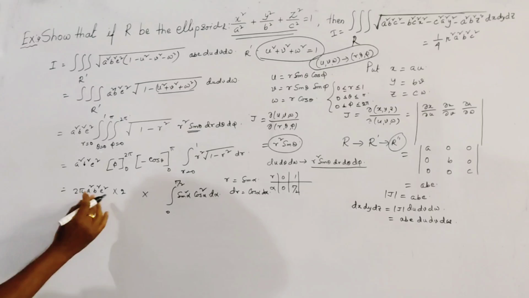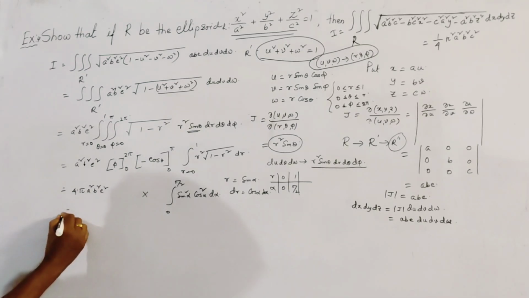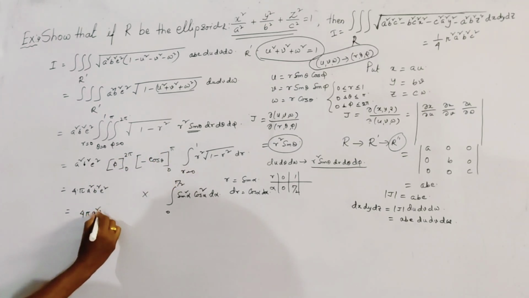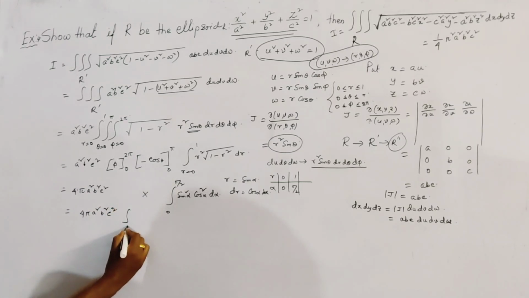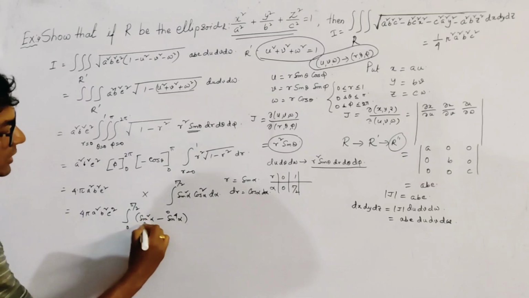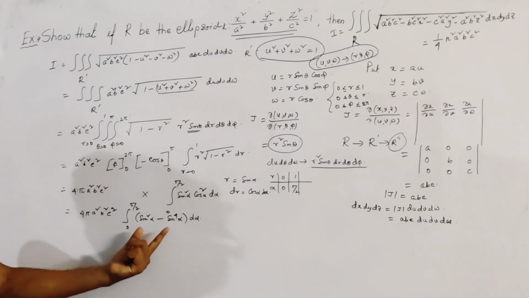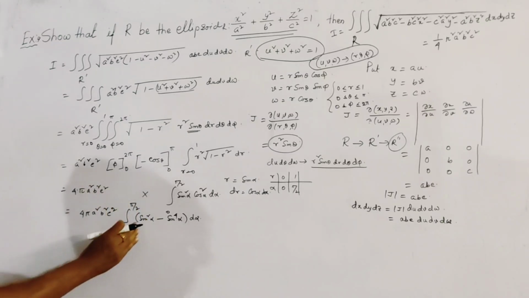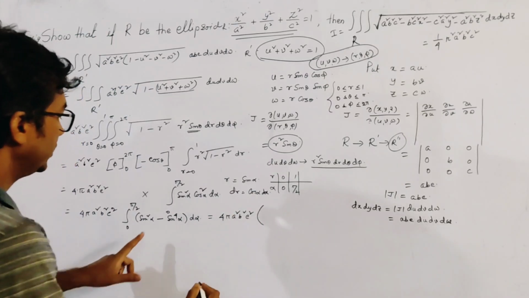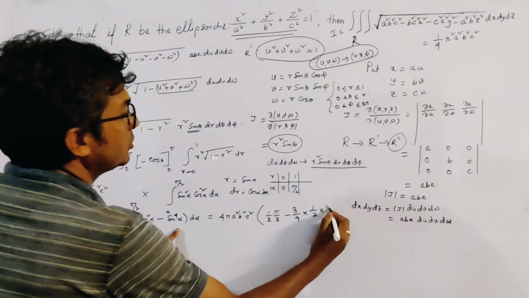So our total integration is 4 pi a squared b squared c squared into this type of integration. Now if we integrate this term by using the formula of the gamma function, we can write 4 pi a squared b squared c squared into the integral from 0 to pi by 2 of sine squared alpha minus sine to the power 4 alpha d alpha, because cos squared alpha is equal to 1 minus sine squared alpha. We write directly the result of the two integrations, which we know by using the gamma function formula. So 4 pi a squared b squared c squared into half into pi by 2, minus 3 by 4 into half into pi by 2.